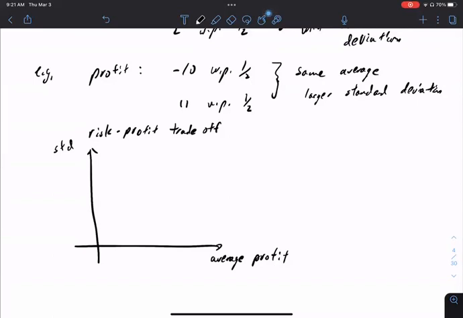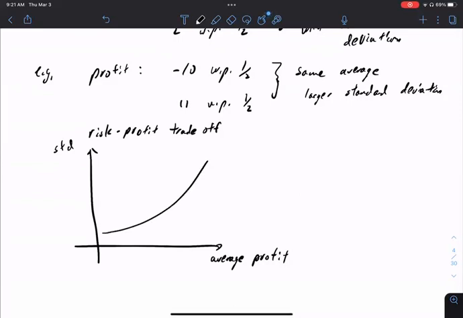What typically happens is as your profit goes up, your standard deviation goes up. The larger the spread, the more chance you have to make more money, but you're also more risky. And then the curve goes down like this. Okay, so here is 0, 0, you do nothing. And the curve goes down like this. So what you have is this kind of curve.